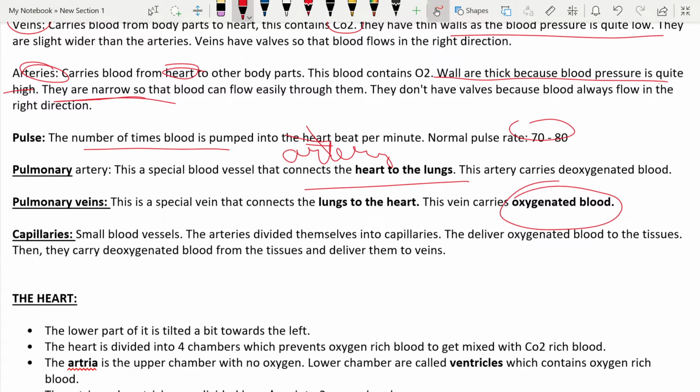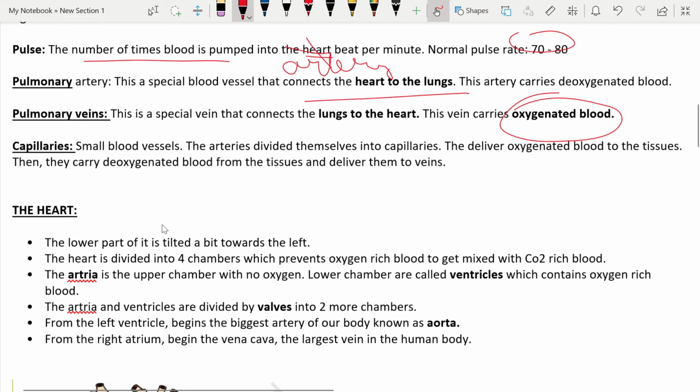Capillaries are small blood vessels. Arteries divide themselves into capillaries so that they can go into smaller parts like tissues. Then the capillaries carry the deoxygenated blood, which is used up by the tissues, and deliver it to the veins, which carry it back to the heart.